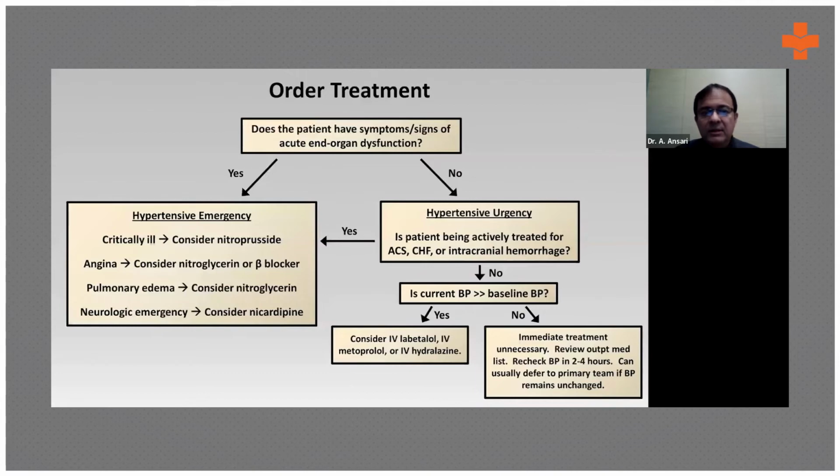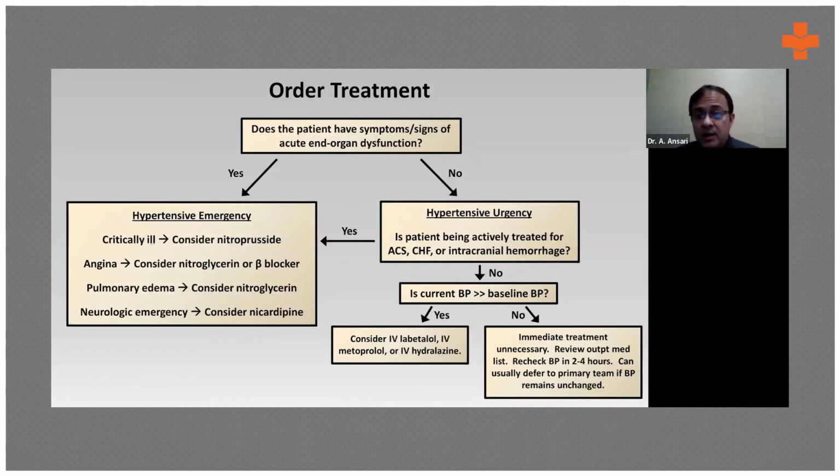Now I'm just telling you what medication to consider. If you have a hypertensive emergency, not an urgency, you are giving IV infusions. Here, if the patient is critically ill, unconscious, not able to be evaluated, and you see a very high blood pressure, yes, you can consider nitroprusside, but be aware that there can be severe adverse effects.